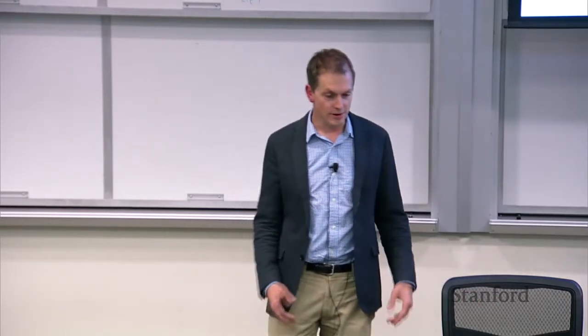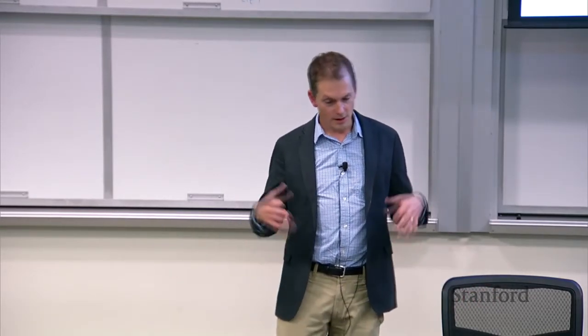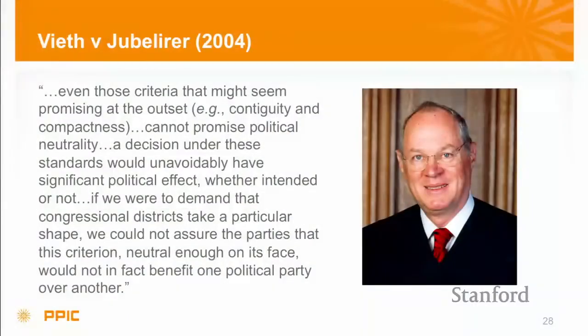He says, even those criteria that might seem promising at the outset, contiguity and compactness, cannot promise political neutrality. A decision under these standards would unavoidably have significant political effect, whether intended or not. If we were to demand that congressional districts take a particular shape, we could not assure the parties that this criterion, neutral enough on its face, would not in fact benefit one political party or the other. So if you were to, again, go just with the median of that distribution, you might end up producing a bias, and Kennedy doesn't like that idea.